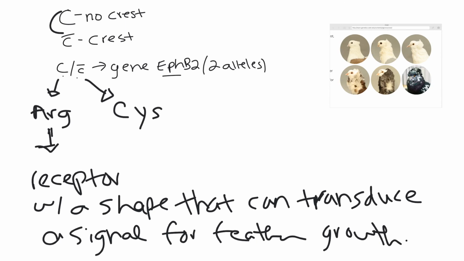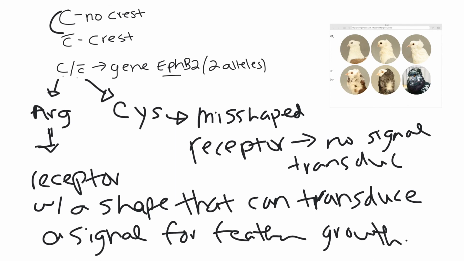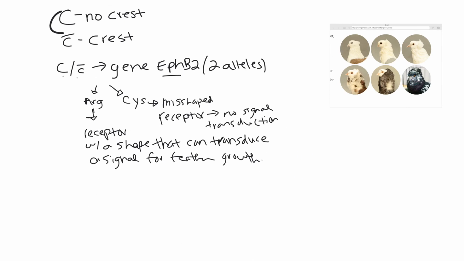Okay, and they know this. The cysteine in that shape, in the polypeptide, actually causes the protein to misfold into a misshaped protein receptor. It cannot transduce the signal. And so you don't get the cellular response part of the signaling pathway there, because the cell does not respond to that signal anymore.